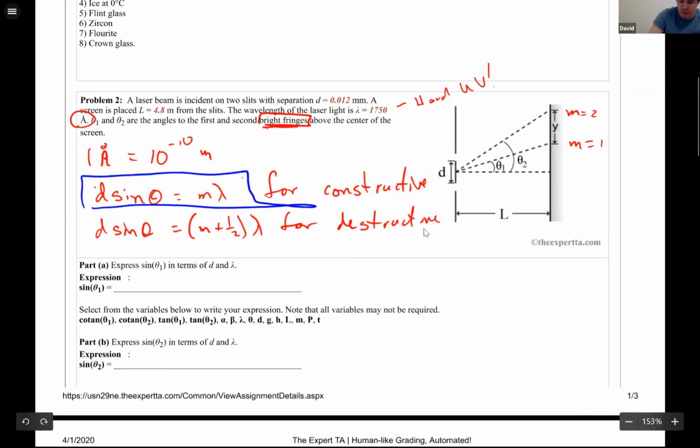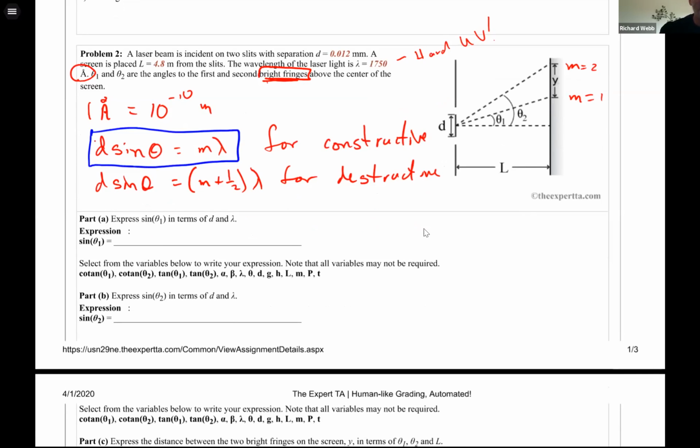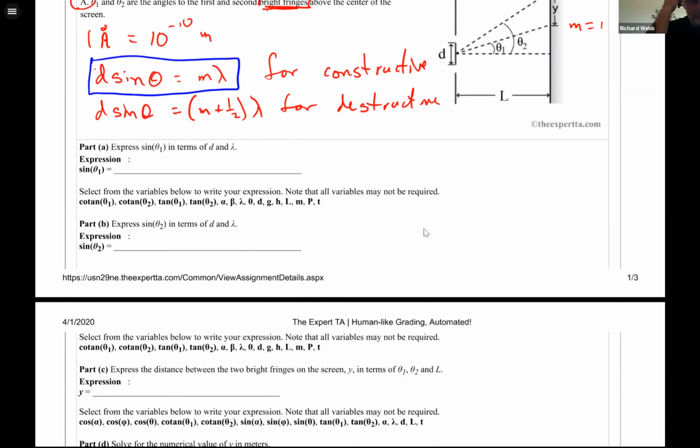For the first part, all you got to do is type in that equation, although it's sine theta is equal to. So if it's θ1, what is m? 1. Okay, and so you're just going to have lambda. m is 1, and you just divide both sides by d. And then for the next one, it is the same question except it's θ2. So what's the difference here? m is 2. Right.